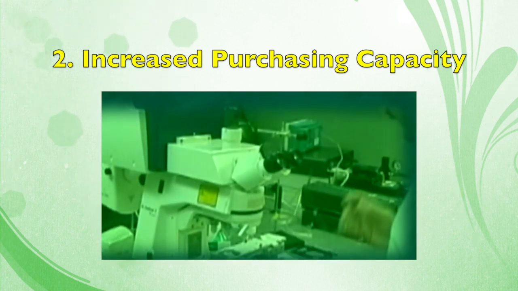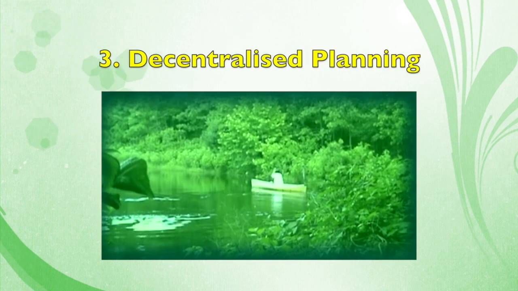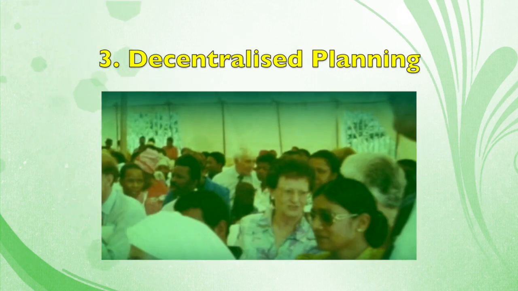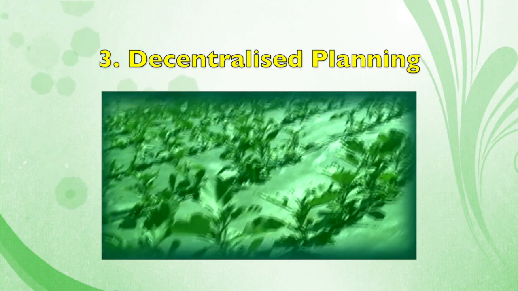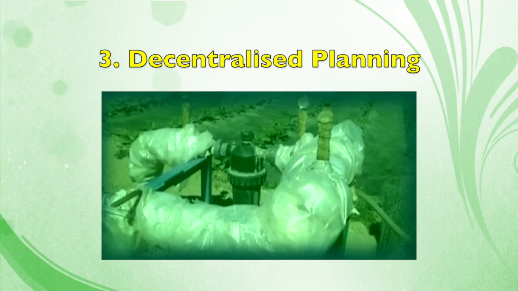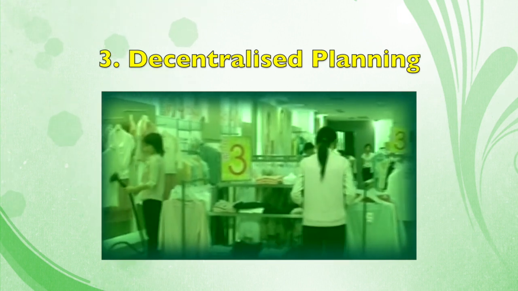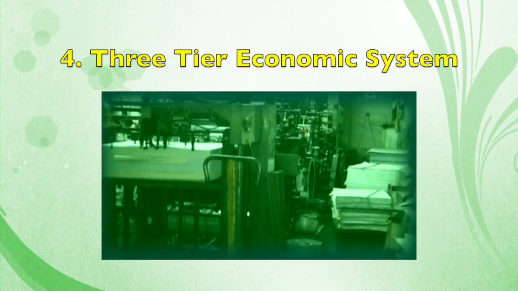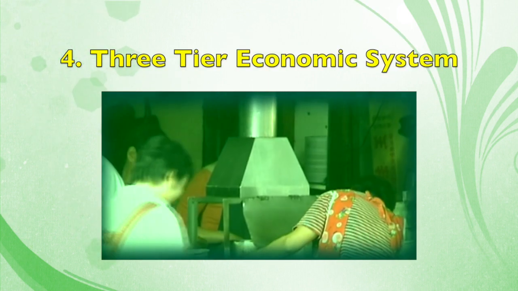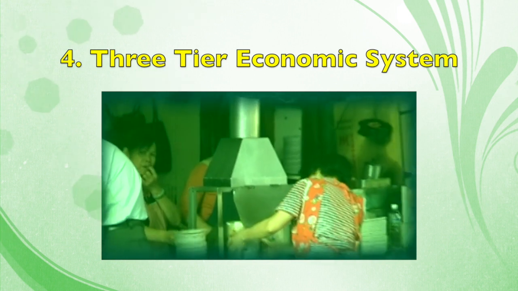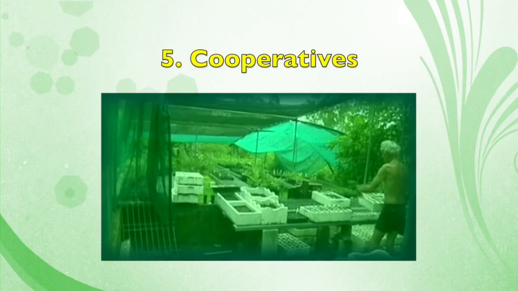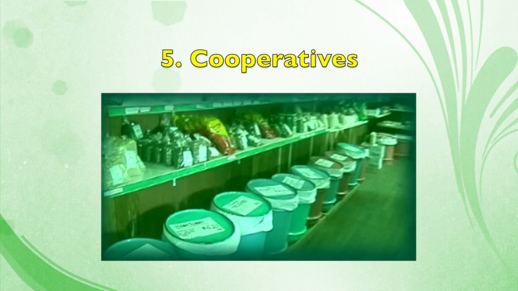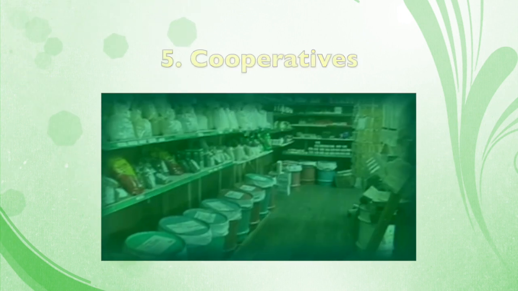3. Decentralized planning assures the decisions for the local economy are made locally and not by bureaucrats or politicians who don't have strong ties to the area. A balanced economy will be part of this planning so that agriculture, industry, and white-collar work are appropriately developed. 4. Prout advocates a three-tier economic system. This is made up of privately owned small business, cooperatively owned medium to large business, and government-run large industries. 5. Cooperatives are central to Prout's economic system and are the basis of economic democracy.